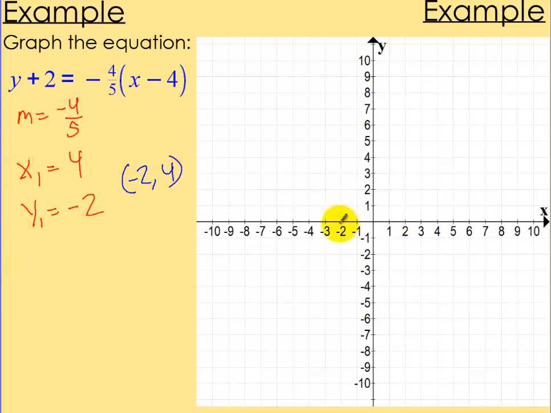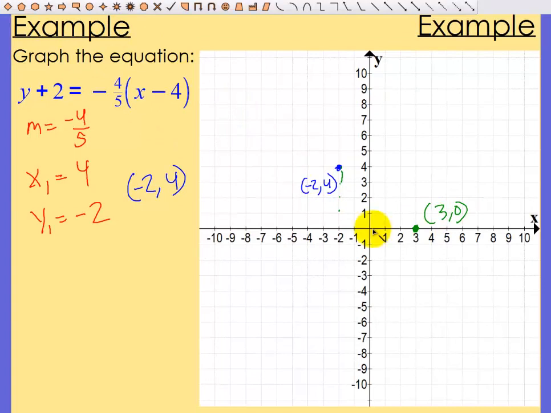I'm going to plot that. 4 over and down 2 starts right here. I'm going to label it 4, negative 2. Now, do the second point. Since my slope is negative 4 over 5, I'm going to start at this point, and I'm going to go down 4. So down 1, 2, 3, 4, and then over 5. 1, 2, 3, 4, 5. It's going to be this point right here. I'm going to label that. That's at 9, negative 6. So I got 2 points.